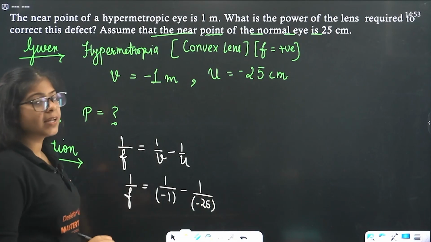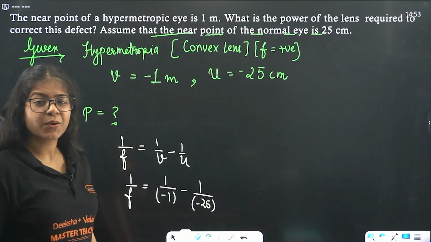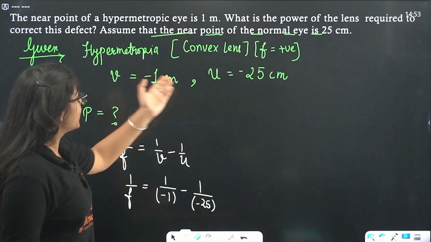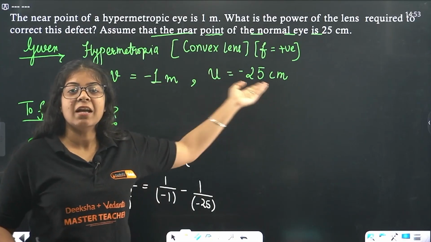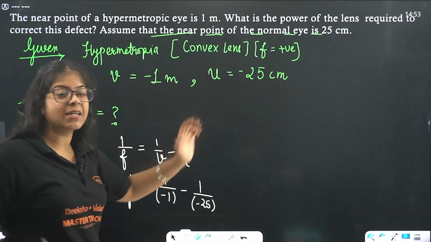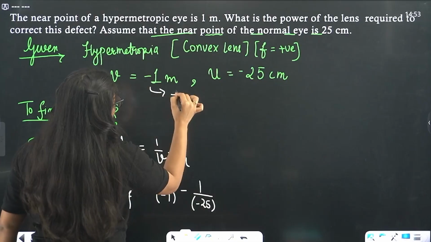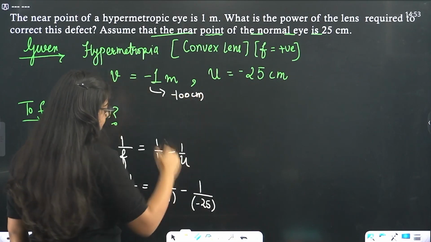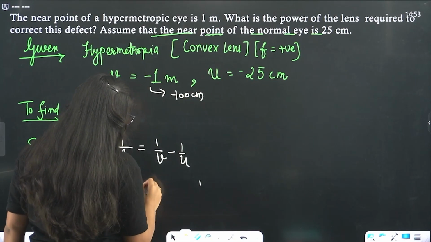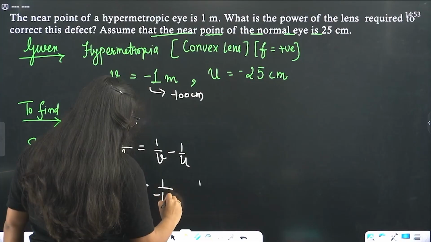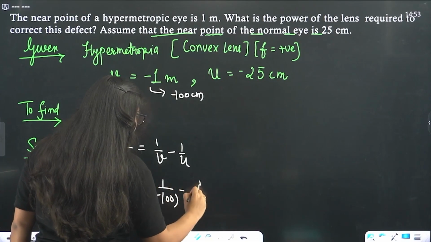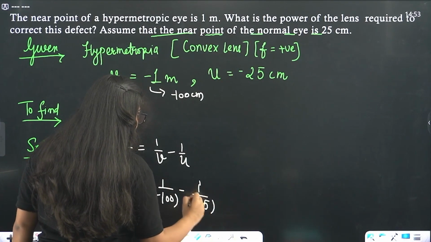Done? Is there any problem here? Something is wrong here. What is wrong? Ma'am, units. This is meter, this is centimeter. Both should be in centimeters or in meters. So, this will be what? Minus 100 centimeters. So, change it here. You have to remember all these things, okay? Minus 100 minus of minus 25.